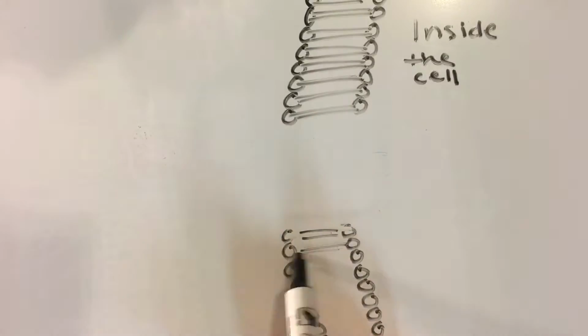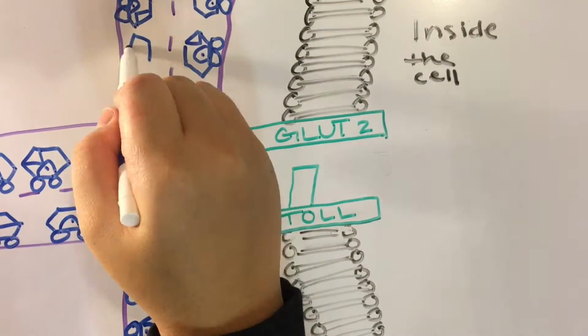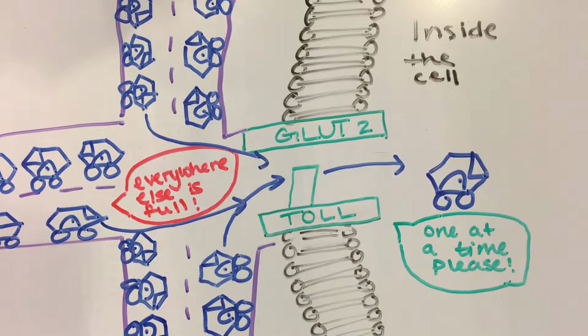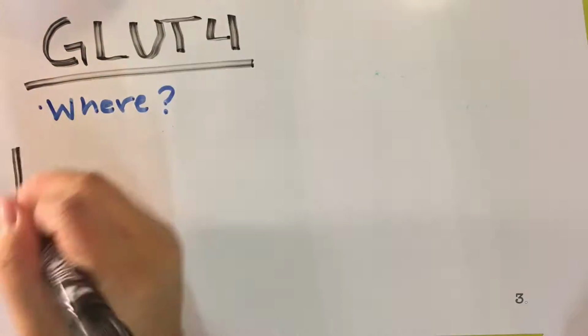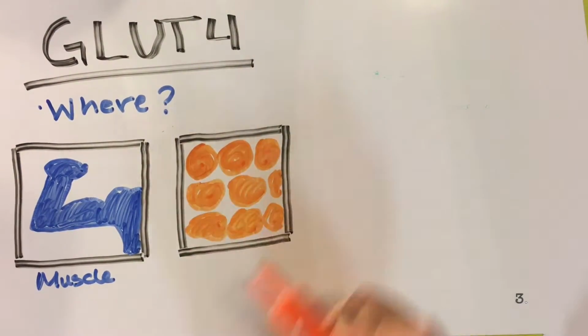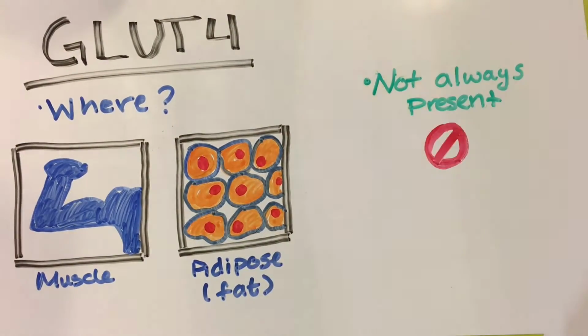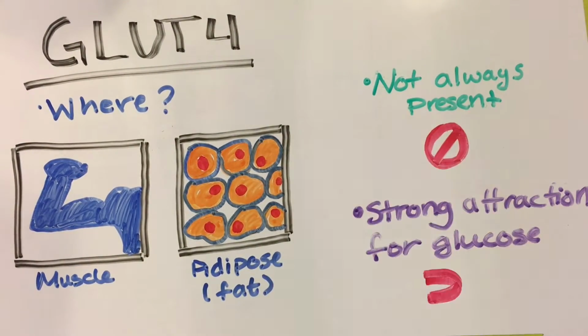GLUT2 would be the tunnels with the toll booths that open when traffic is high. They'll let the glucose trucks into the cell until traffic has died down. GLUT4s are located in the muscle and adipose or fat cells. It's used mainly for the storage of glucose and is not always present. But when it is present, it has a high attraction for glucose.